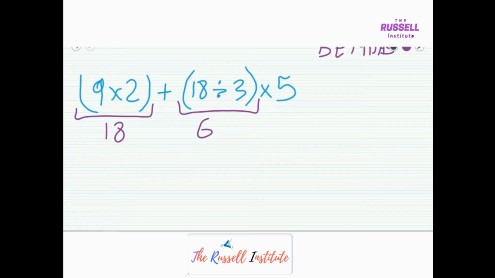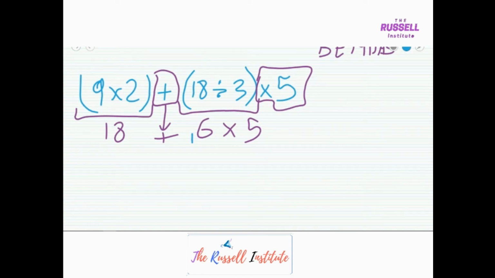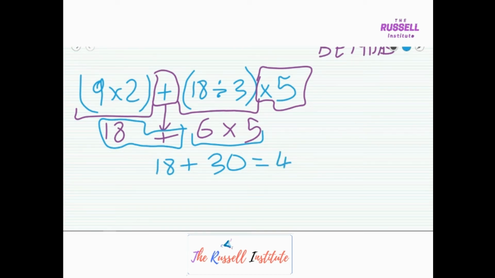So what did I not use? I didn't use this plus sign, so I need to carry it down. I didn't use this multiply by 5, so I need to carry it down. So now I have 18 plus 6 times 5. Now what do I do first? Do I do this addition or is there something before it? The answer is there is something before it. There's this multiplication that must come first. 6 times 5 is 30. What did I not use? I didn't use this plus. I didn't use this 18. So I'm going to have 18 plus 30, and my answer will be 48. Did you get that?